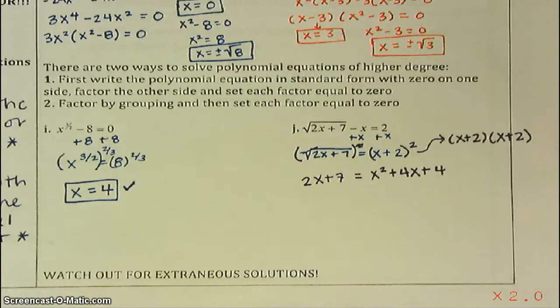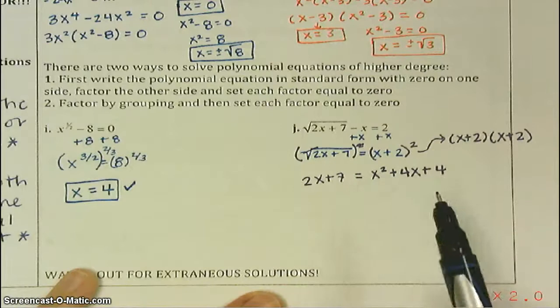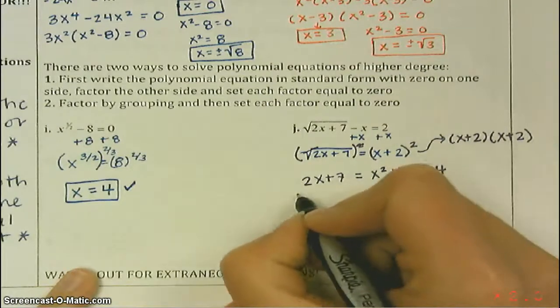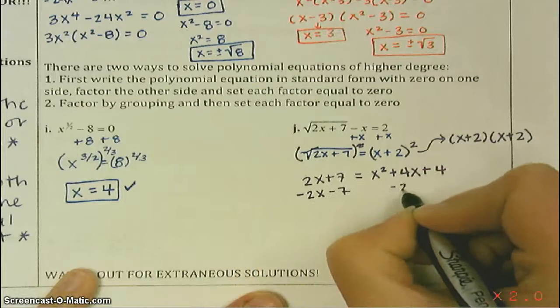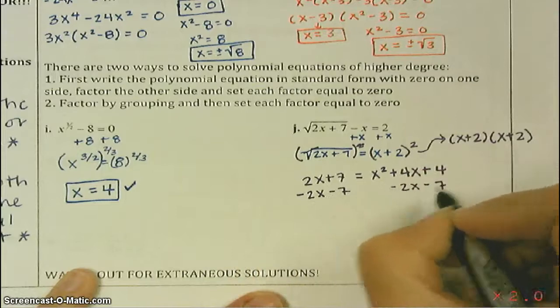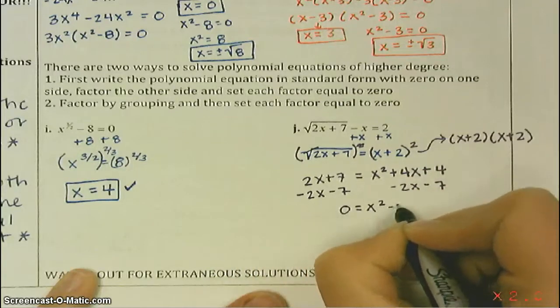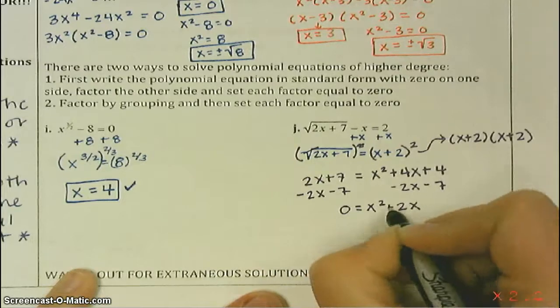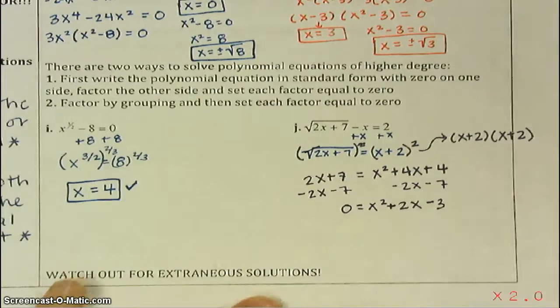At this point, you can start solving. Since I see that I have a quadratic type equation, I'm going to go ahead and set everything equal to 0. So I'm going to take the 2x and the 7 and subtract them over to the right side. Let's see, minus 2x, or plus 2x. And then 4 minus 7 is negative 3.